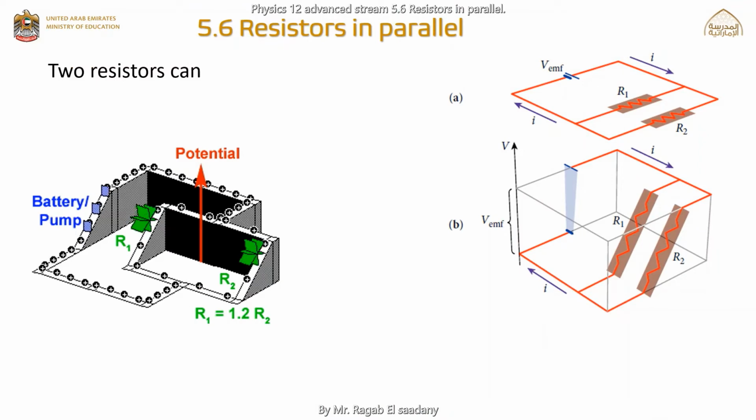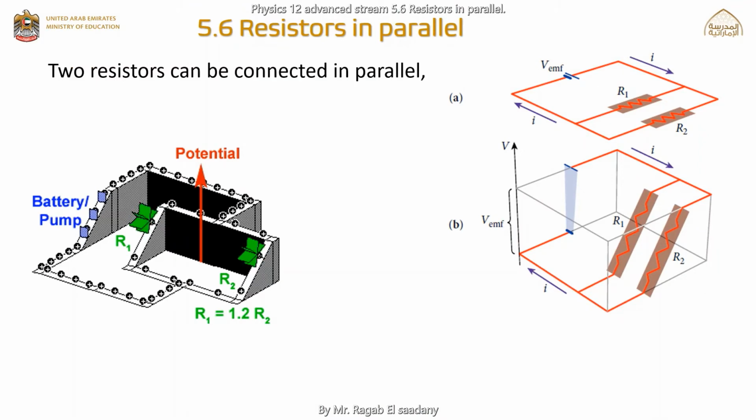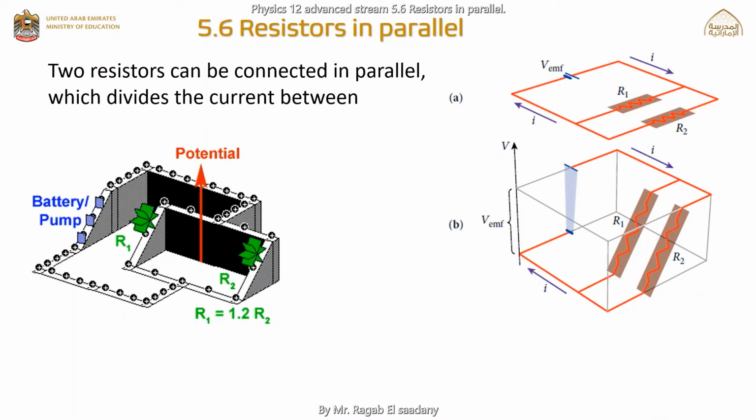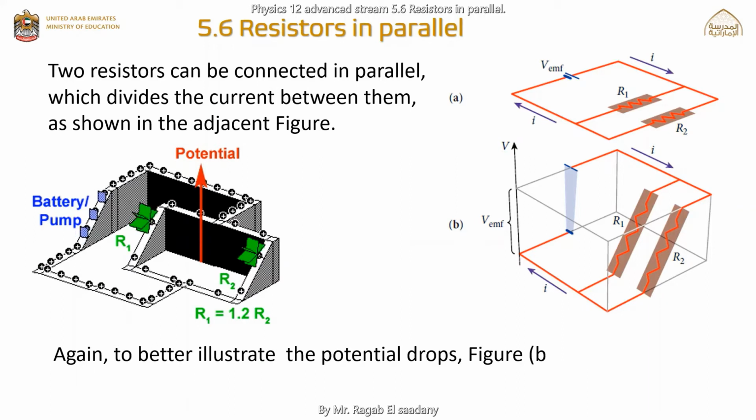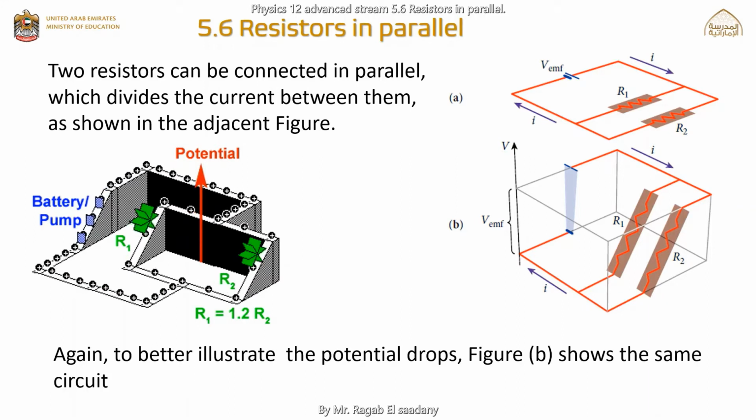Two resistors can be connected in parallel, which divides the current between them as shown in the adjacent figure. Again, to better illustrate the potential drops, Figure B shows the same circuit in a three-dimensional view.